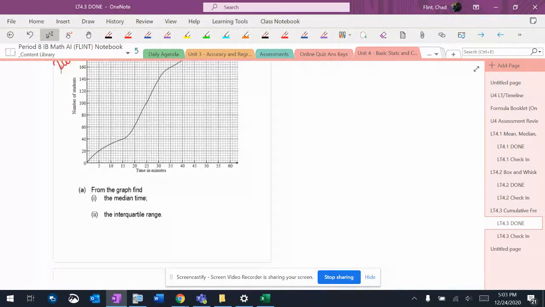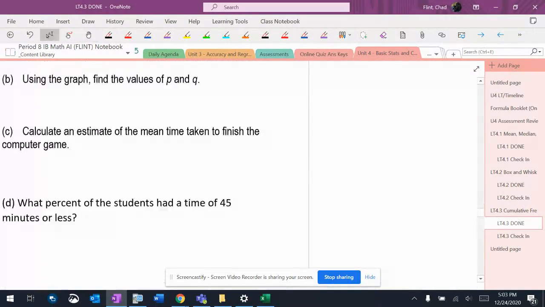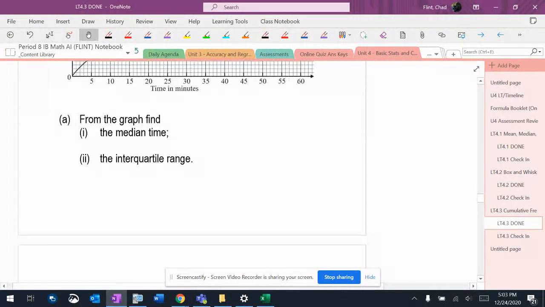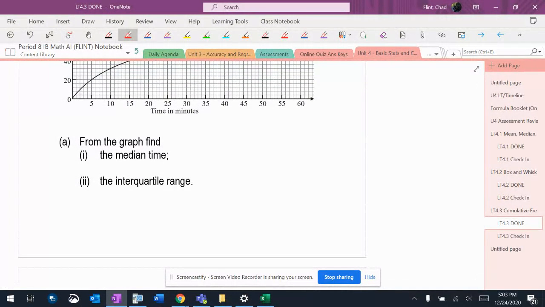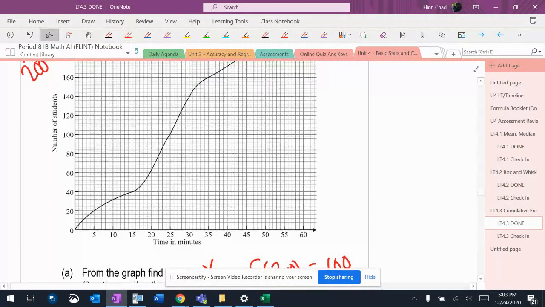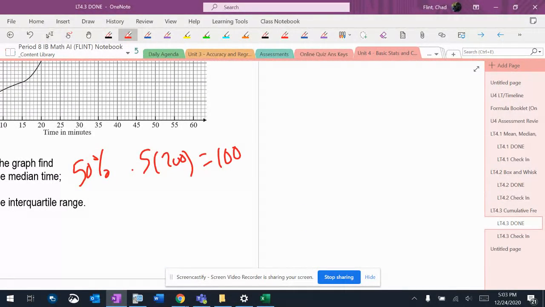So it says from the graph, find the median time. This is jumping all over the place right now. So the median time means where does 50% happen? That's 0.5 times 200, which means where does 100 happen? 100 kids happen. All right, so 100 is right here, which means I'm going over and I'm right there, which means that's 25. So the median is 25.